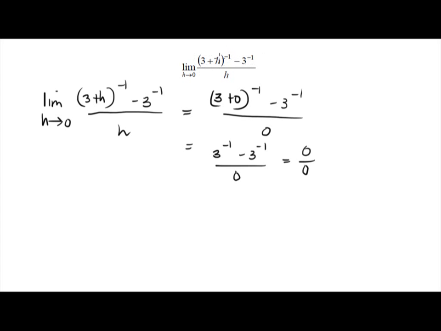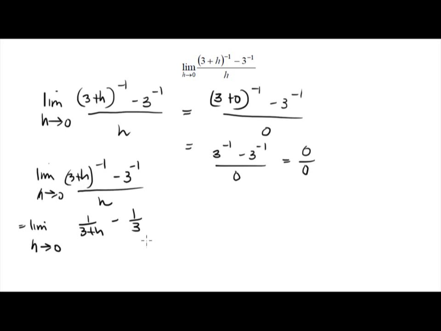So my initial plan here is to rewrite this without the negative exponents. So the limit as h approaches 0 of 3 plus h to the negative 1 minus 3 to the negative 1 over h is the same as the limit as h approaches 0 of 1 over 3 plus h minus 1 over 3 over h. So that's how we simplify expression with the negative exponents. Then, normally, whenever you see two fractions, you can combine them into a single fraction.